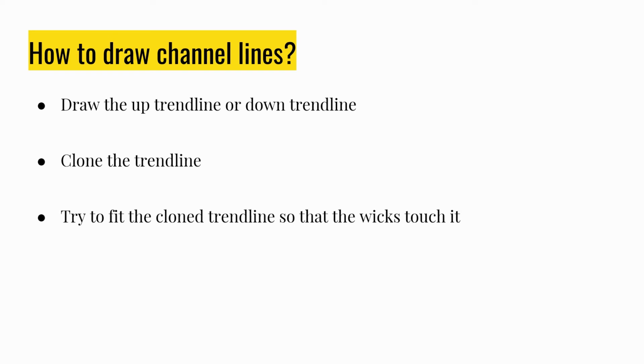The final step is to try and fit the clone trend line such that the wicks touch it. Remember, any type of trend line must be drawn such that all price action is taken into account. So for candlesticks, you will draw the channel line such that the wicks touch it, and for bar charts, you will want your highs and lows to touch it.